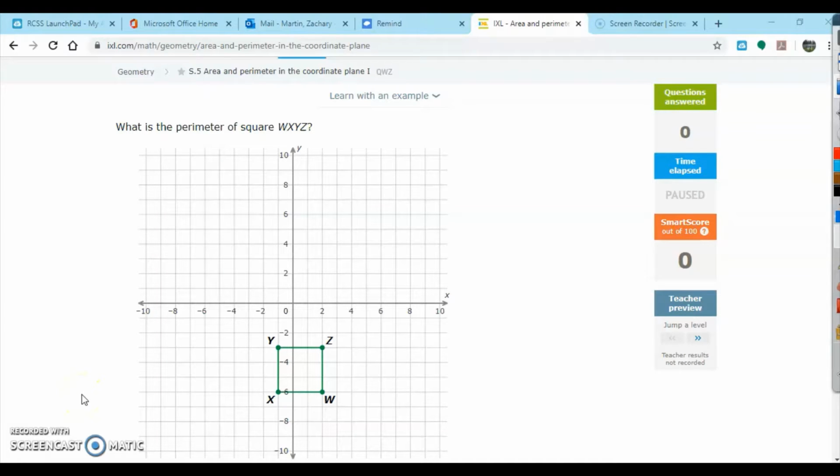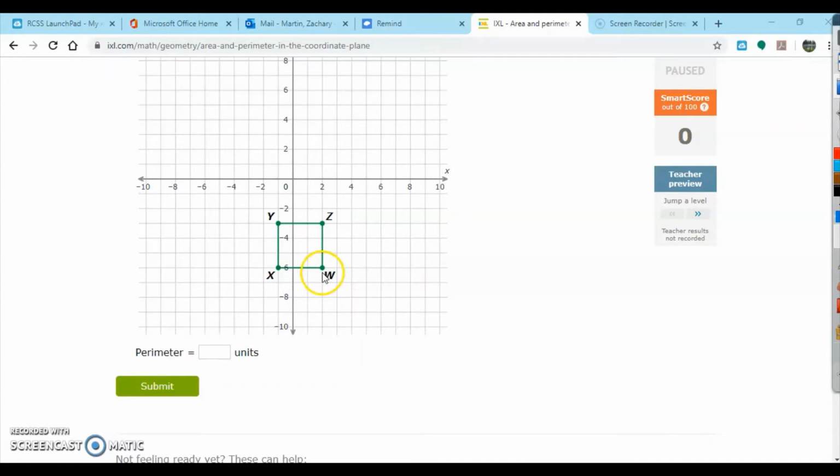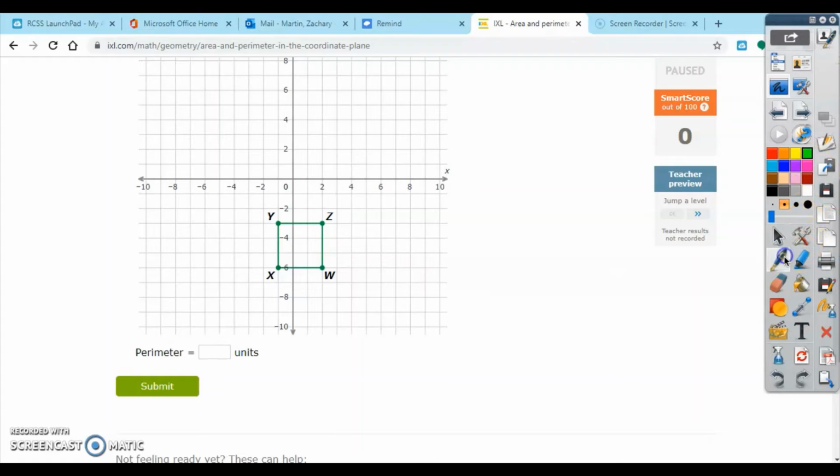Mr. Martin here to help walk you through standard S.5 area and perimeter in the coordinate plane, part one. So let's take a look at what we're doing in standard S.5 within IXL. What is the perimeter of square WXYZ? So here's WXYZ right here, and they're just asking us for the perimeter.